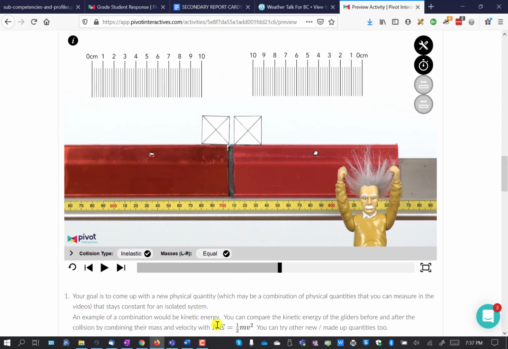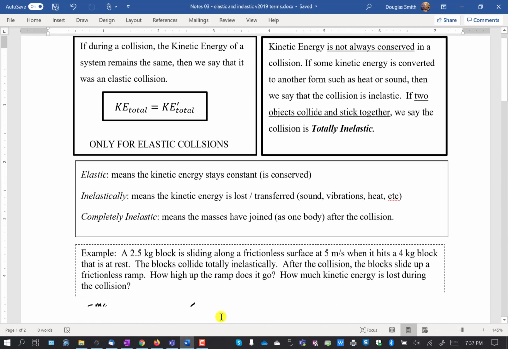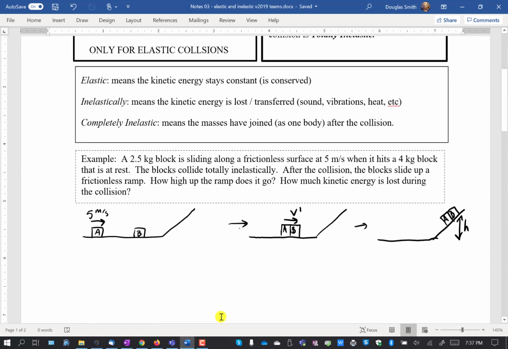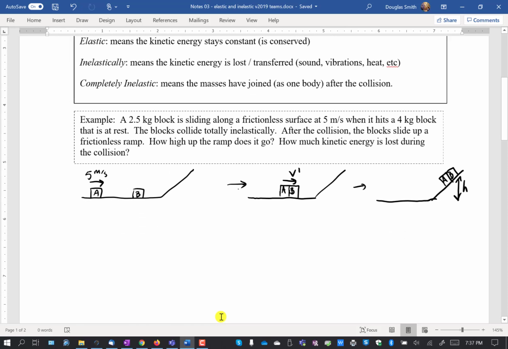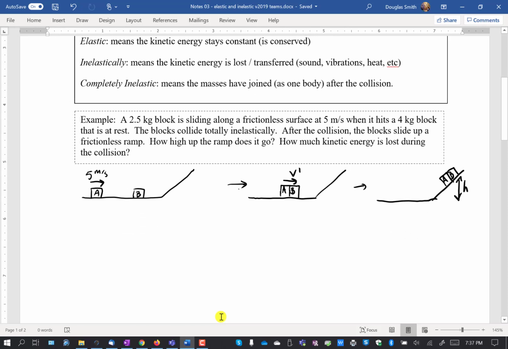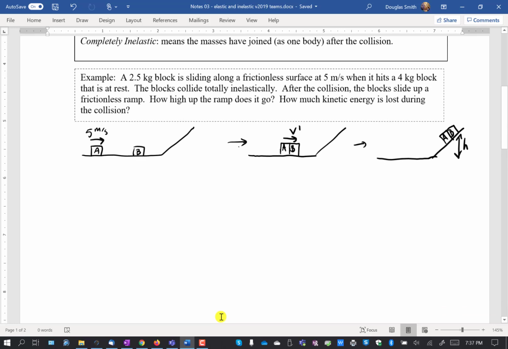Okay, so that's the definition of elastic and inelastic. Then the next question would be, how do we use this for problem solving? So here's an example type problem. A block is sliding along a frictionless surface at 5 meters per second. And it collides into a 4 kilogram block. The blocks collide inelastically, and then the blocks slide up a frictionless ramp. How high up does the ramp go? And then another question is, how much kinetic energy is lost during the collision?